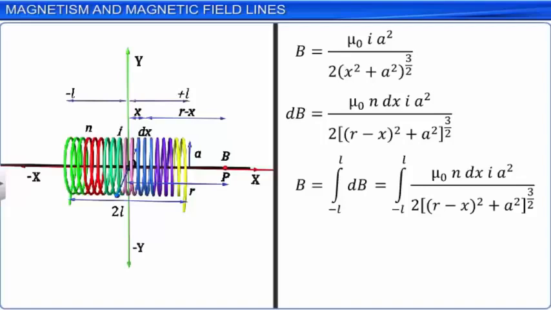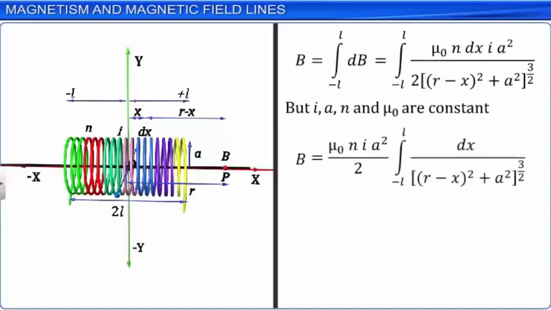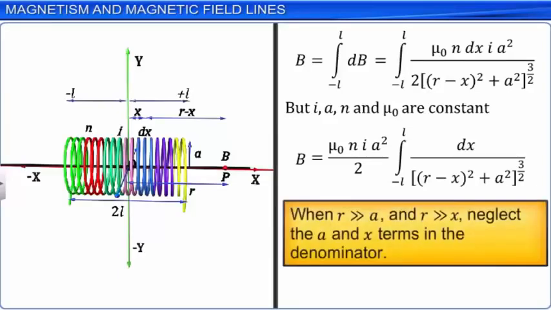But I, a, n and μ₀ are constant. Hence, the magnetic induction B = μ₀ n I a² by 2 into integral -L to L dx by ((R - x)² + a²)^(3/2). When we consider the point on the axis of the solenoid at a large distance, R is much greater than a, and R is much greater than x. Hence, we neglect the terms a and x in the denominator of the expression for B.